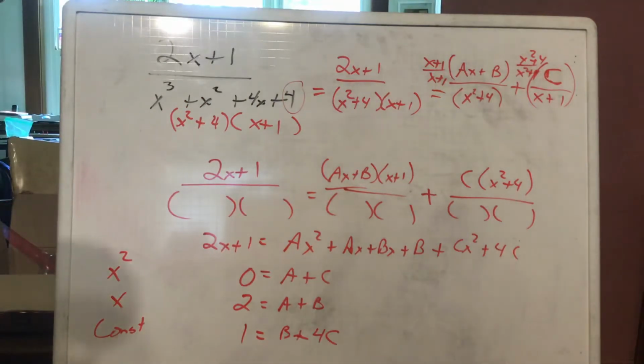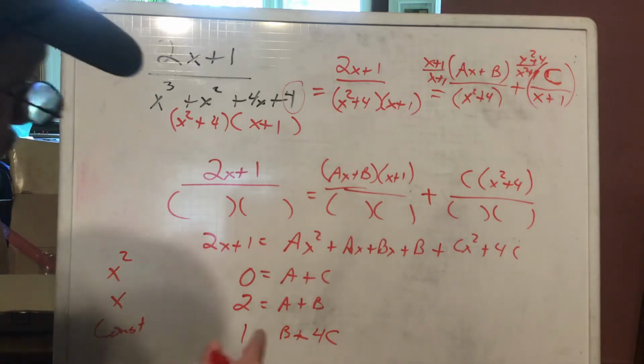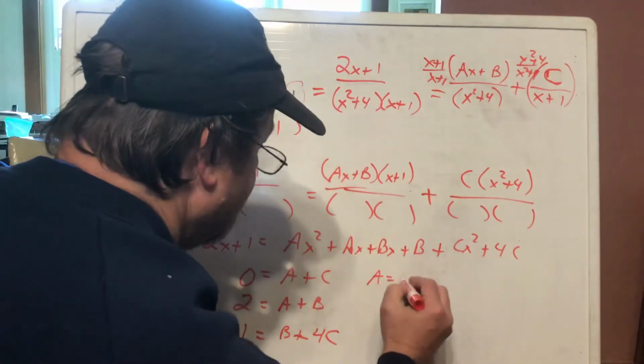3 equations, 3 unknowns, but fortunately, in this case, it's not a particularly dense group. We don't have a, b, and c in every equation. So what can I do here? Well, I immediately see that a is equal to minus c.